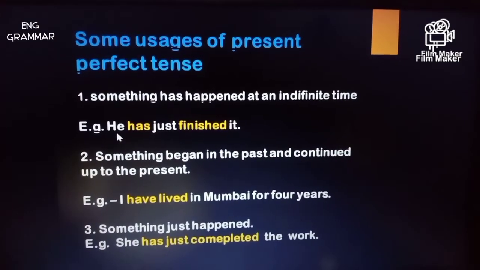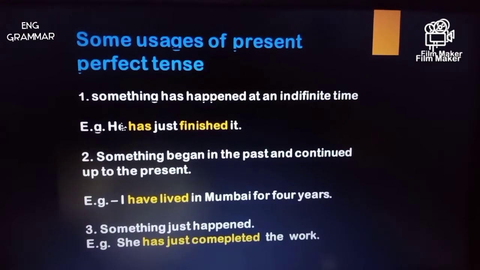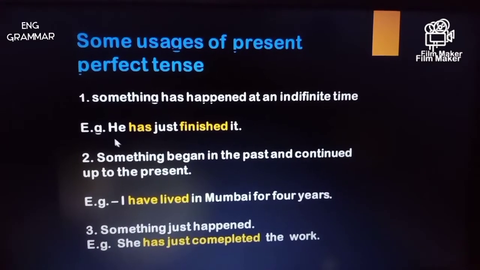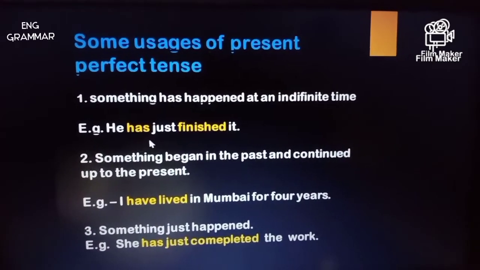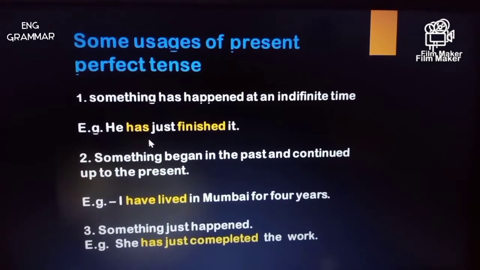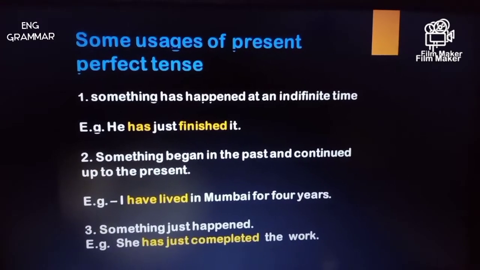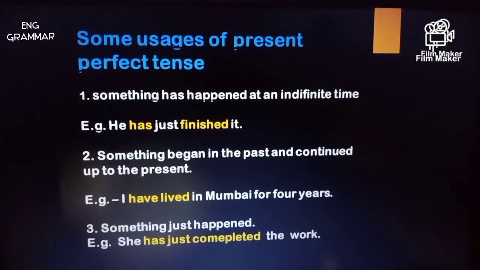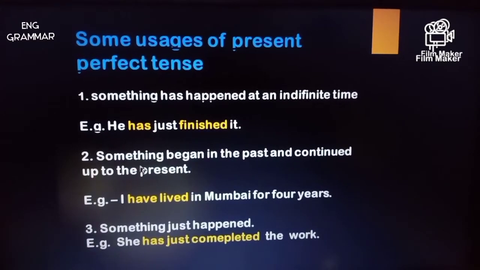Now you can note here that we use has with all singular subjects. We use has with all singular subjects and have with all plural subjects plus the first person singular pronoun. Take a look at some other usages.